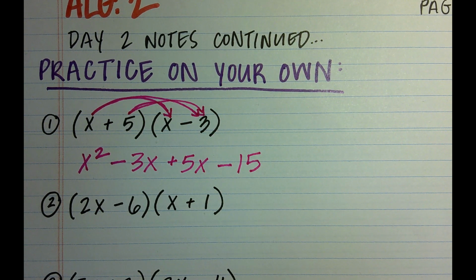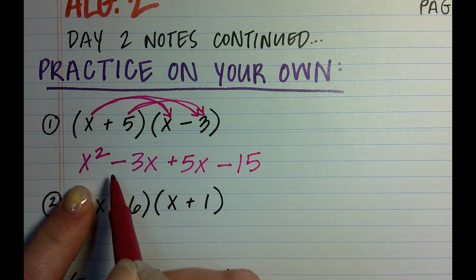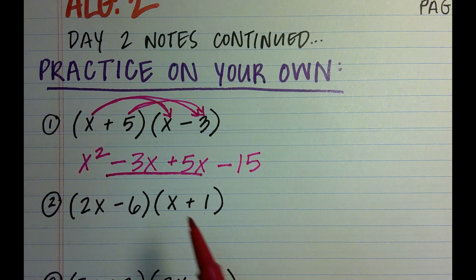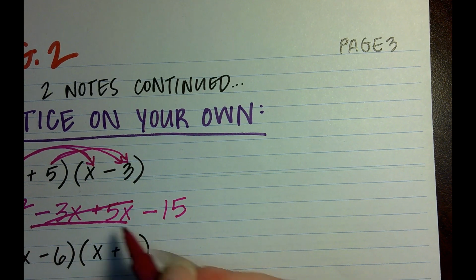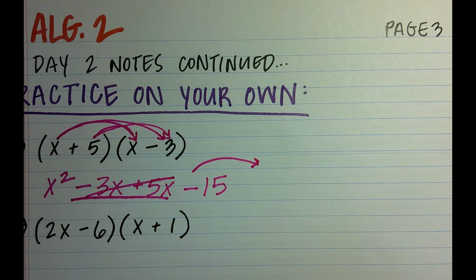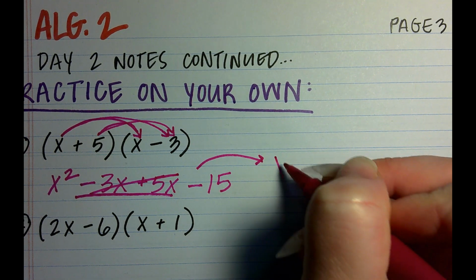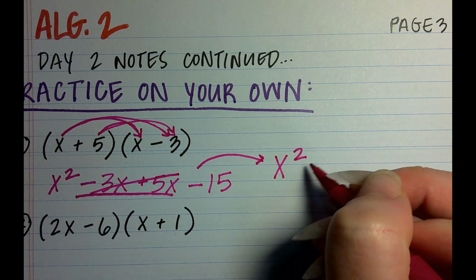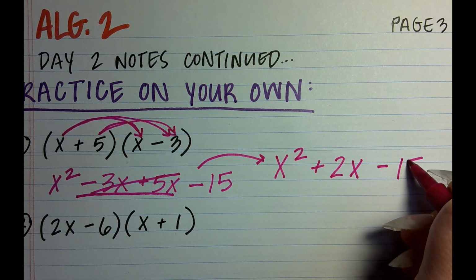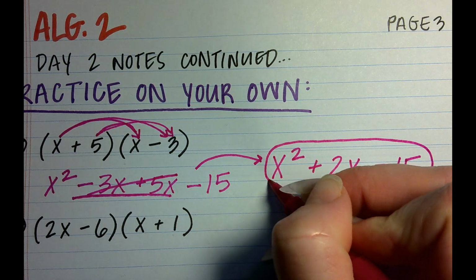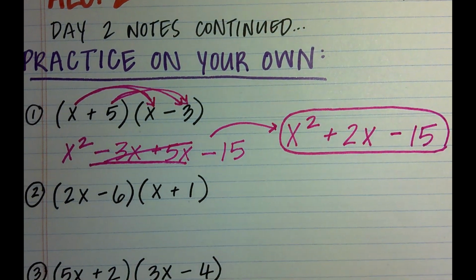-15. Okay, so whether you did FOIL or box, these are the 4 terms you should have come up with. And which two get combined? Yes, -3x plus 5x. And what does that give us in the middle term? 2x. So we're going to rewrite our answer with the combined like terms as x squared plus 2x minus 15. And that is our answer for number 1.